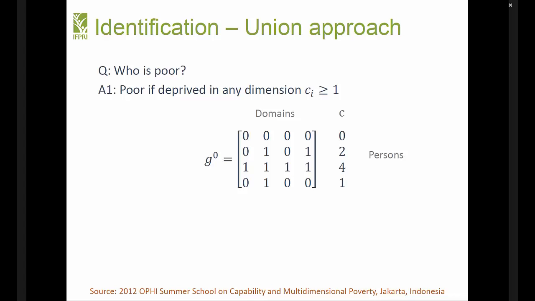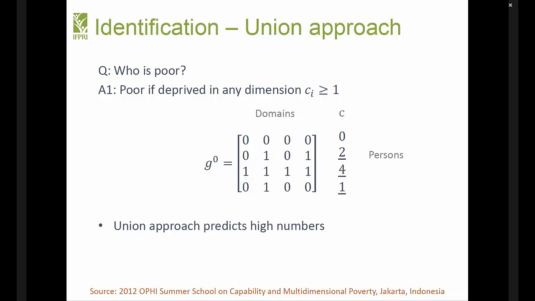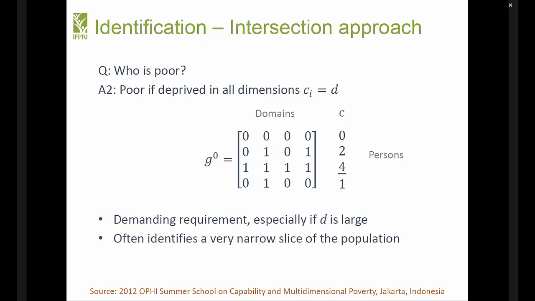Because the cutoff is quite strict, the union approach predicts high numbers. This is maybe okay if you only have 4 dimensions, but what happens if D is large? It's a demanding requirement. Imagine if you had 10 indicators or even more, and as long as they're deprived in any of those, they're poor. That would identify a very large slice of the population. Oh, sorry, I think this note was supposed to be in the previous slide, but I put it here. So this is the other possible answer: instead of union, we say intersection approach, which means they're poor if they are deprived in all the dimensions.